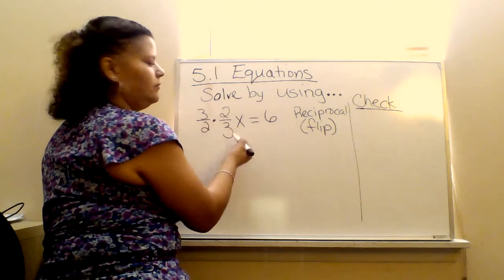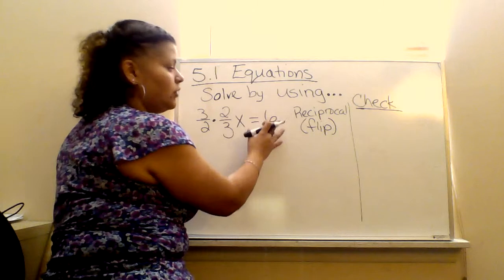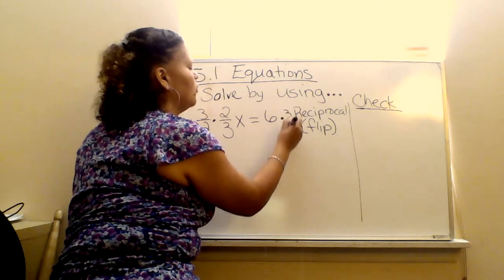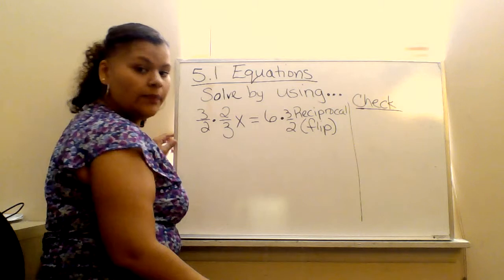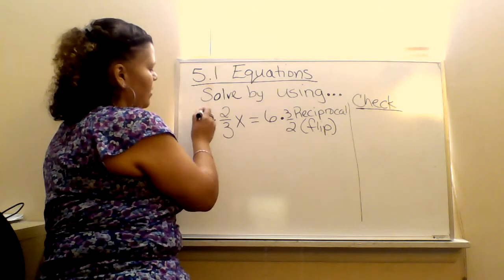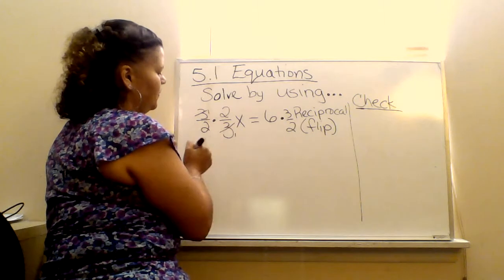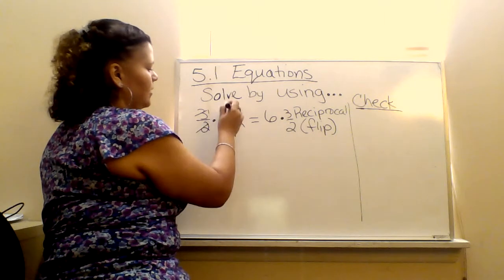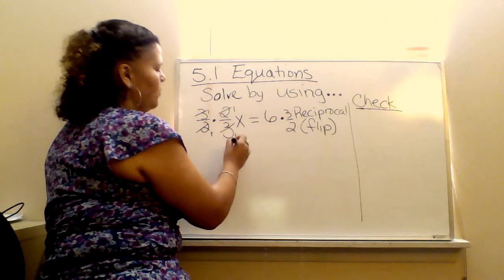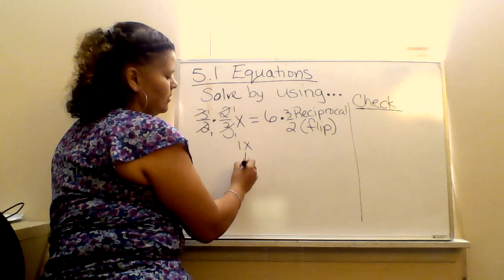Okay? So if I were to flip this 2/3, I would have 3/2. And whatever you do to the left, you have to do to the right. So I'm multiplying by 3/2. Okay? So then the next thing you have to do, notice, 3 diagonally cancels out with 3, so you're left with 1 there. And then 2 diagonally cancels out with the other 2, 1, 1. So you're left with 1x, or also known as just x.